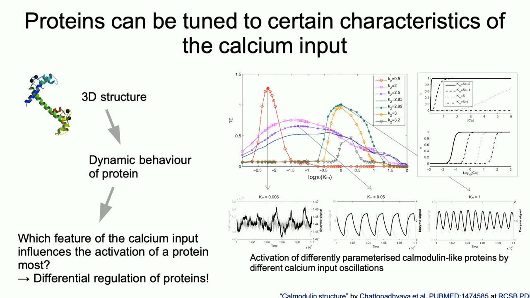Another result, a very interesting result, I think, is that proteins can actually be tuned to certain characteristics of the calcium input. Meaning with all the different calcium-sensitive proteins in the cell, they are tuned to a specific signal, so they only get activated, or these pathways only allow information transmission if a certain signal is observed in the cell by these proteins. So, in a way, the 3D structure of the protein defines how it behaves dynamically, how quickly it binds, and so on, how many binding sites it has. And then this dynamic behavior determines to what input signals that protein is actually sensitive.